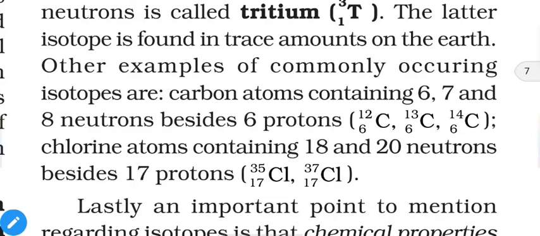So we have three possible isotopes for carbon, which contain 6, 7 and 8 neutrons. That means we can rewrite them as carbon-12, carbon-13 and carbon-14, which represents their mass. The chlorine atom also has two isotopes, one having 18 neutrons, the second having 20 neutrons. That means Cl-35 and Cl-37.